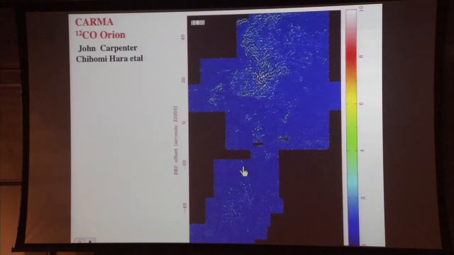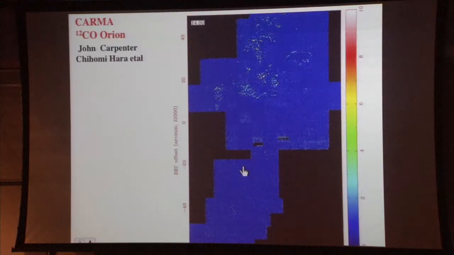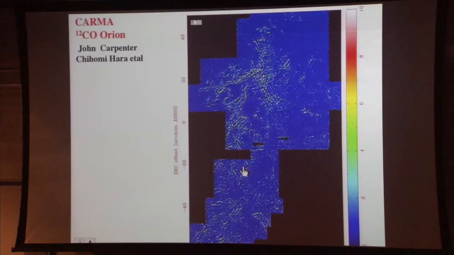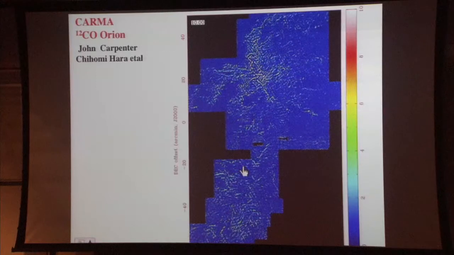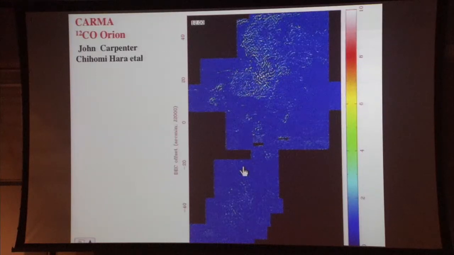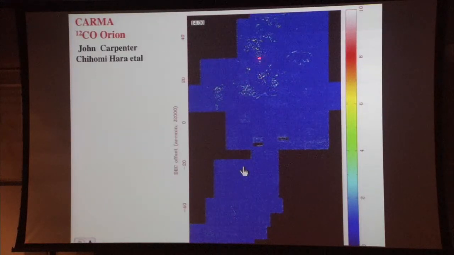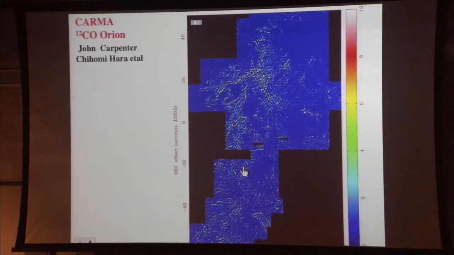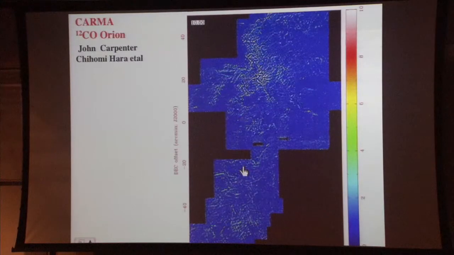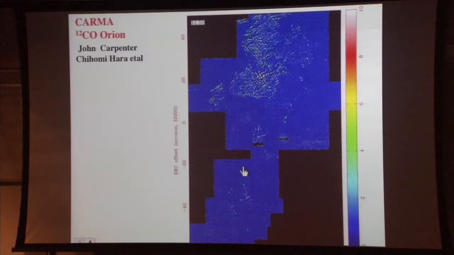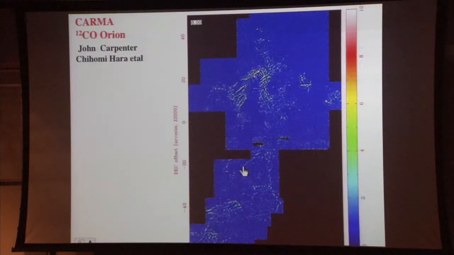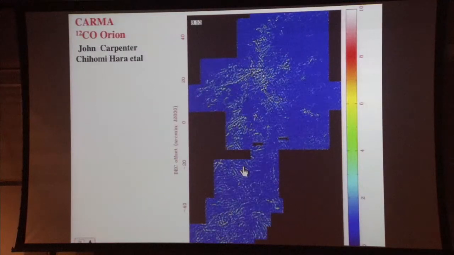This is data including only interferometry, so there's large-scale flux which is resolved out. But the immediate impression I got looking at this movie was how you see a preponderance of linear structures. And I've never seen that before in molecular cloud maps. So that's something which I think theoreticians need to understand. I think the observational interpretation of this data is not yet complete.